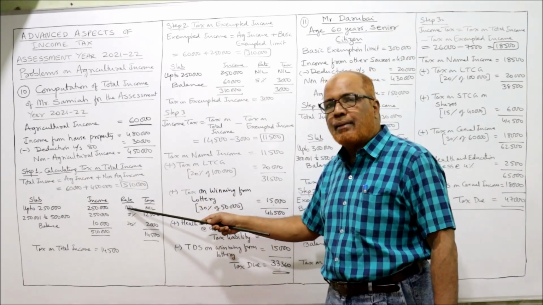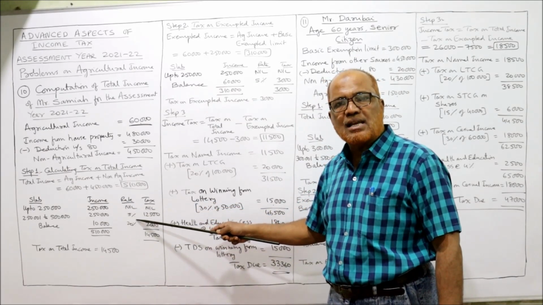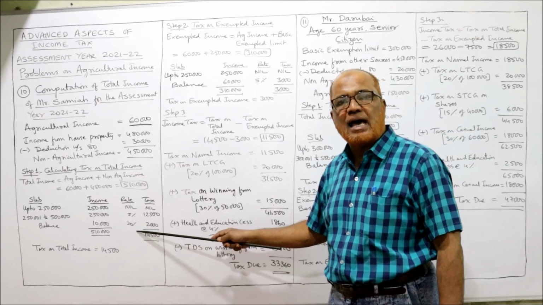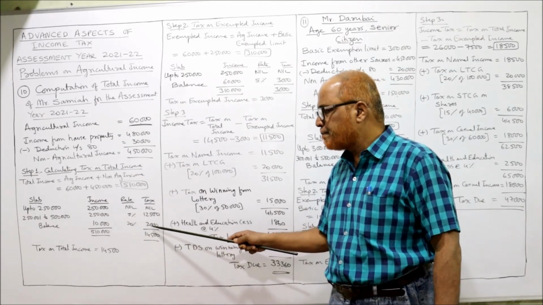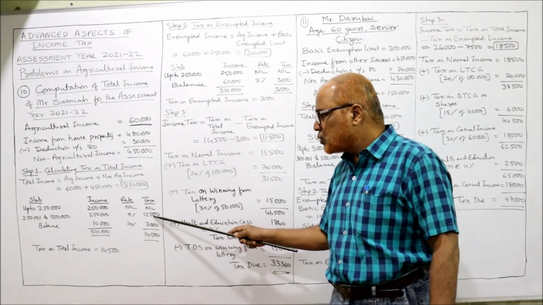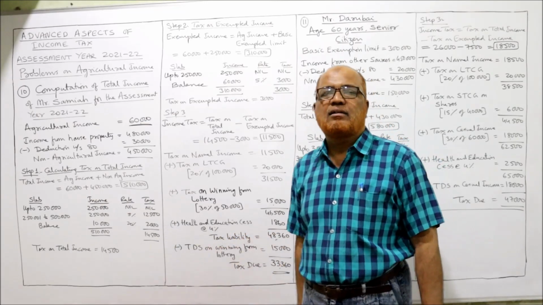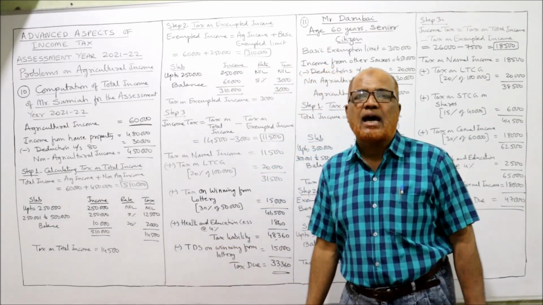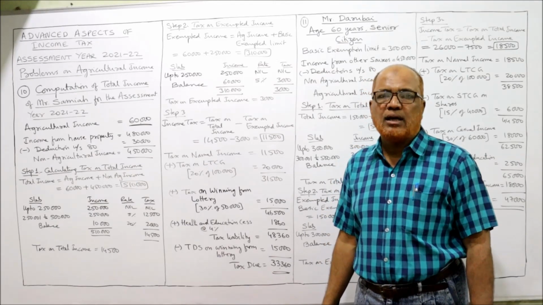Remember, first slab is 0%, second slab 5%, third slab 20%. The total will be 12,500 plus 2,000, 14,500. 14,500 is the tax on total income.